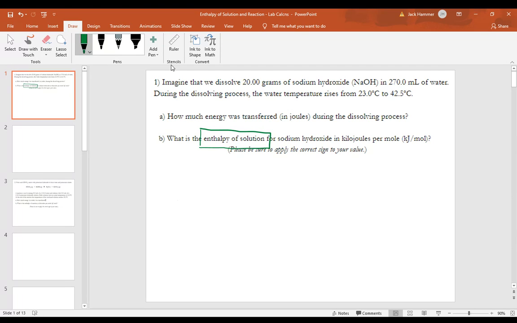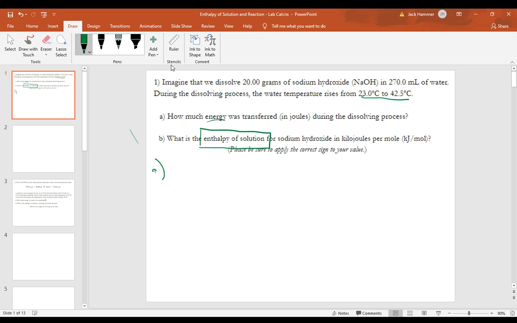So it says, imagine that we dissolve 20 grams of sodium hydroxide in 270.0 milliliters of water. During the dissolving process, the water temperature rises from 23 to 42.5 degrees. Clearly dissolving sodium hydroxide in water is an exothermic process. It has to be releasing heat into the solution in order to warm it up. So, part A: how much energy was transferred, in joules, during the dissolving process?